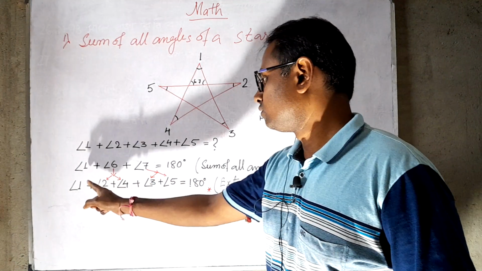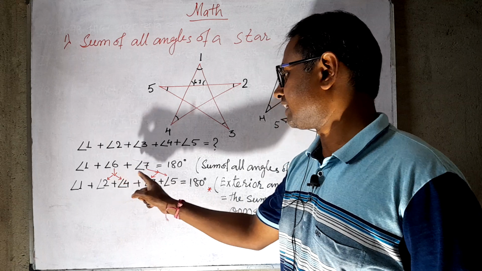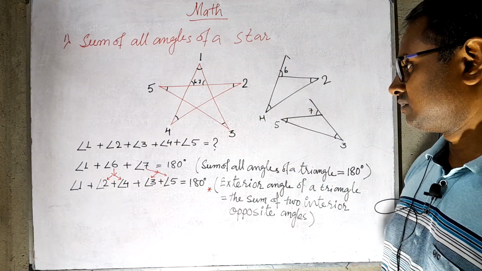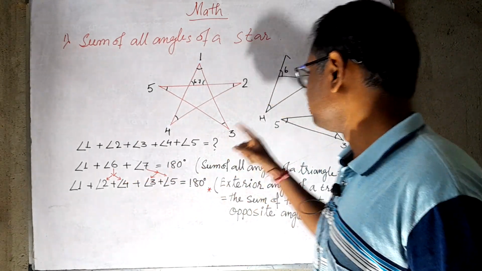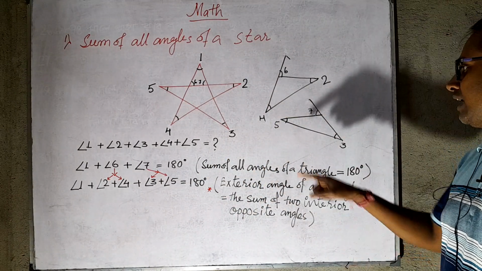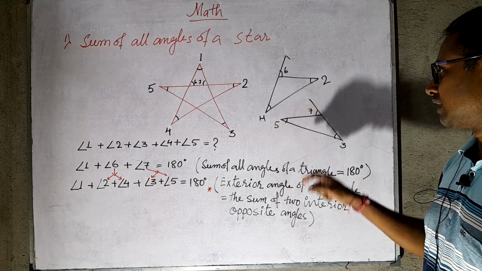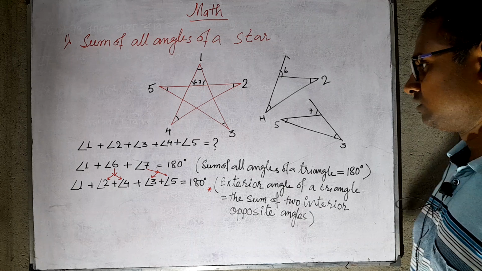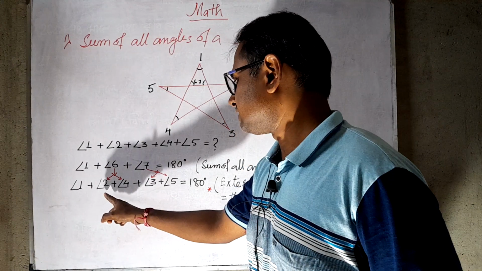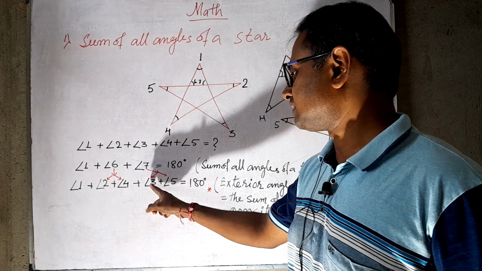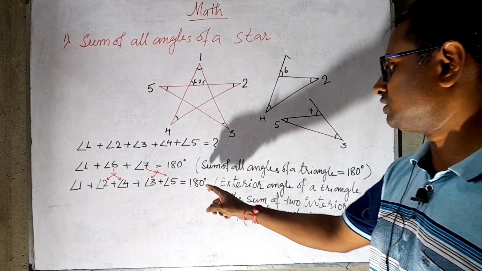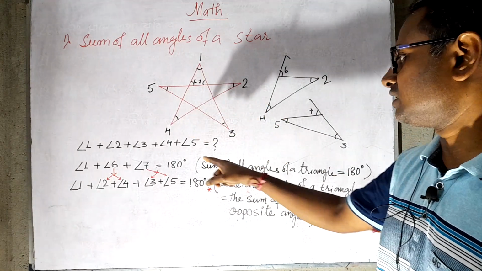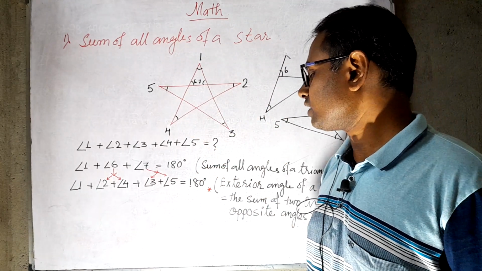As we know, angle 1 plus angle 6 plus angle 7 is equal to 180 degrees. From angle 6 we are getting the sum of angles 4 and 2, and from angle 7 we are getting the sum of angles 5 and 3. So angle 1 plus angle 2 plus angle 4 plus angle 3 plus angle 5 is equal to 180 degrees. So the sum of all angles of a star is equal to 180 degrees.